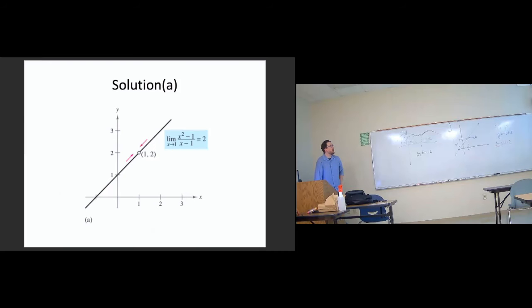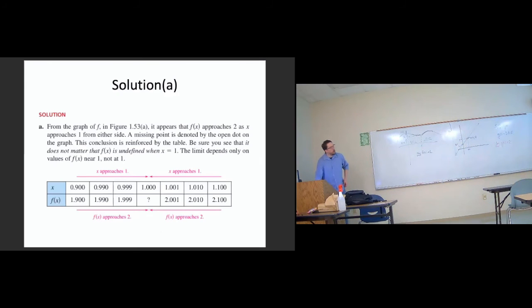We've got x squared minus 1 divided by x minus 1 as the limit of x approaches 1. They're saying this is 2. But our function doesn't actually exist at that point. We're just getting close to 2. That's all we're saying. We can figure this out tabularly or graphically or algebraically, as we'll see later.